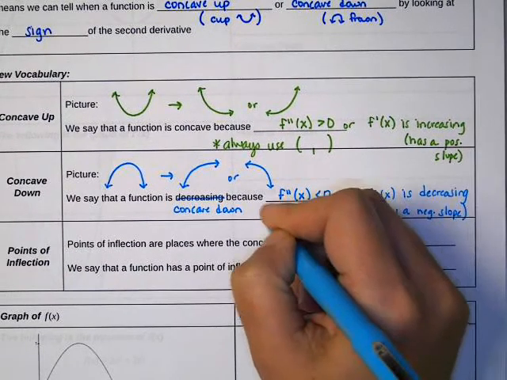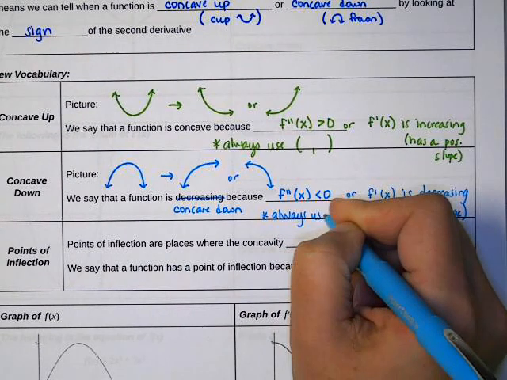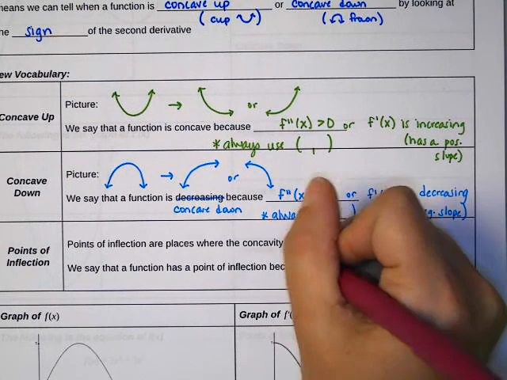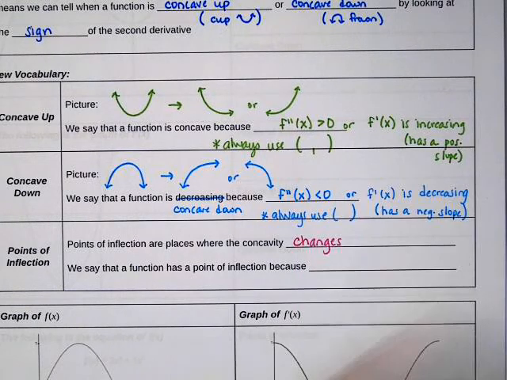Again, we always use parentheses when talking about concavity. Last but not least, just like yesterday, we talked about the special points where we change from increasing to decreasing as being called critical points. The special places where we change the concavity are called points of inflection. So these are going to be places where the concavity changes.